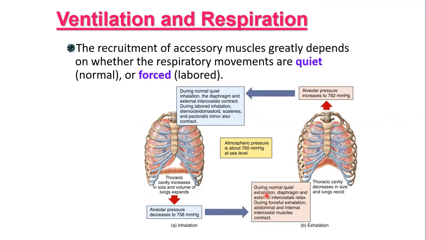During normal quiet exhalation, diaphragm and external intercostals relax. So this is a passive process. It's just the relaxation of the diaphragm and the external intercostals. While during forceful exhalation, the abdominal and the internal intercostal muscles contract. So the accessory muscles of exhalation only contract during forced exhalation.